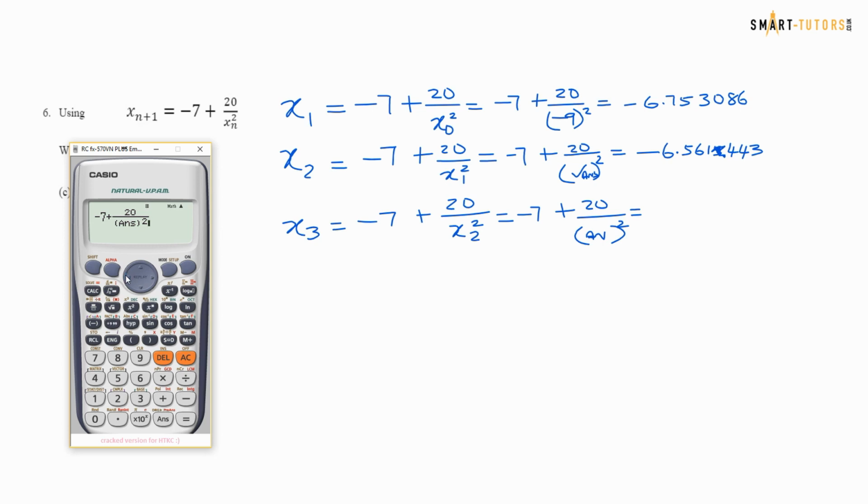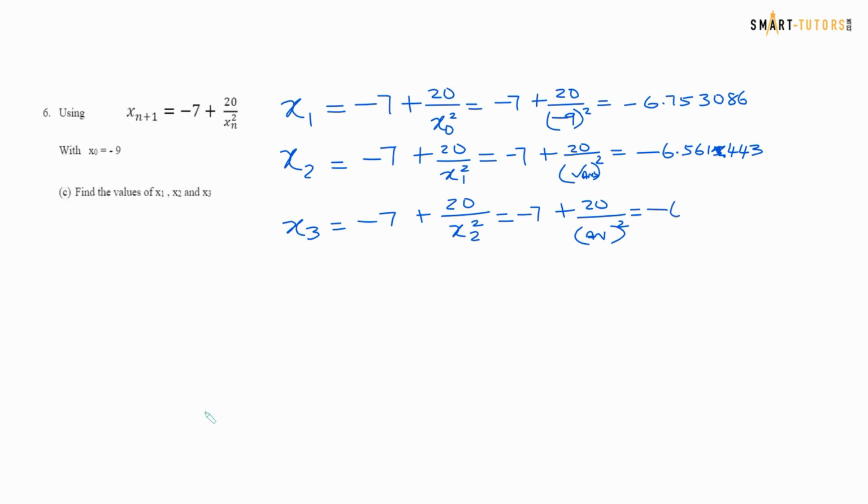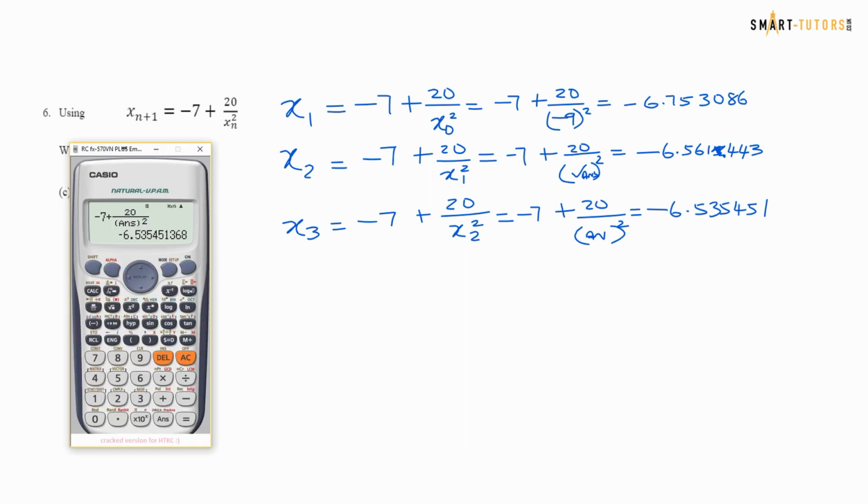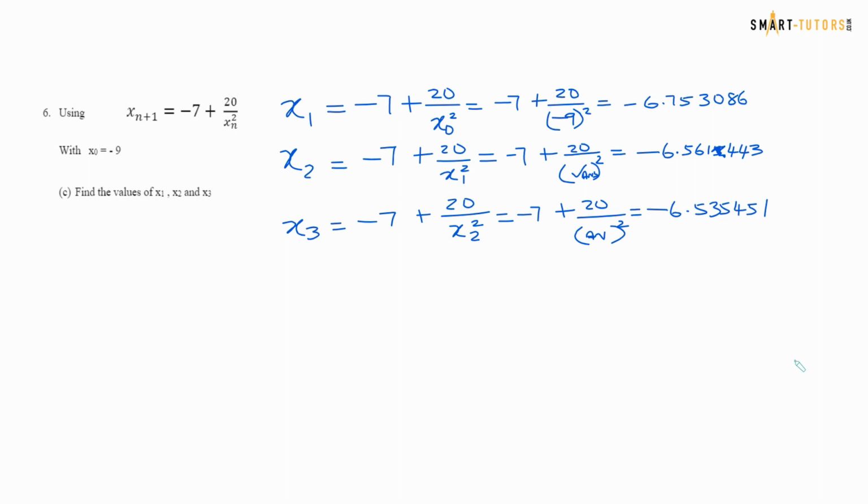So I delete everything and delete this as well. If you want to put the answer back again, the calculator will remember only the last answer. Minus 6.535451. Assuming that is correct. So 535451, that is perfect. So you can write all the displayed answer technically. Your calculator's displayed answer, you can write everything, and that is going to be the solution.